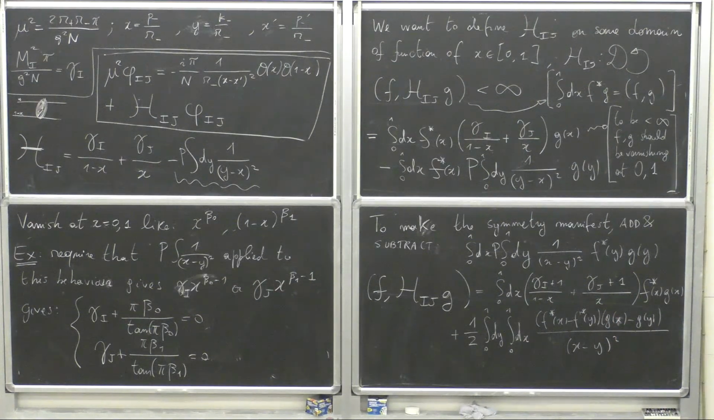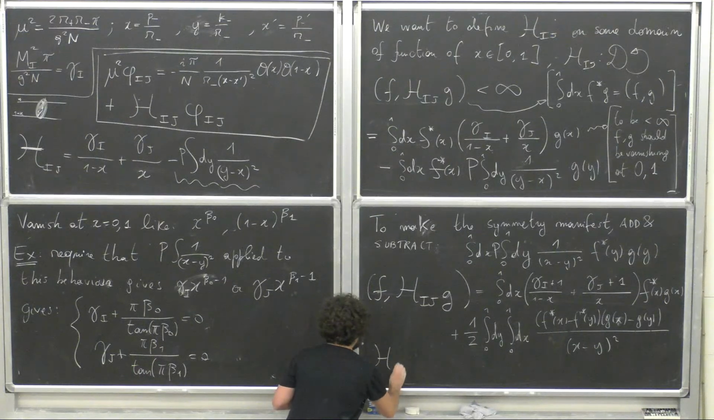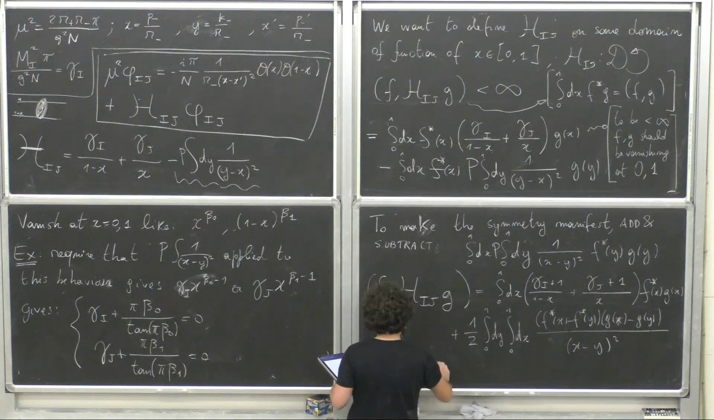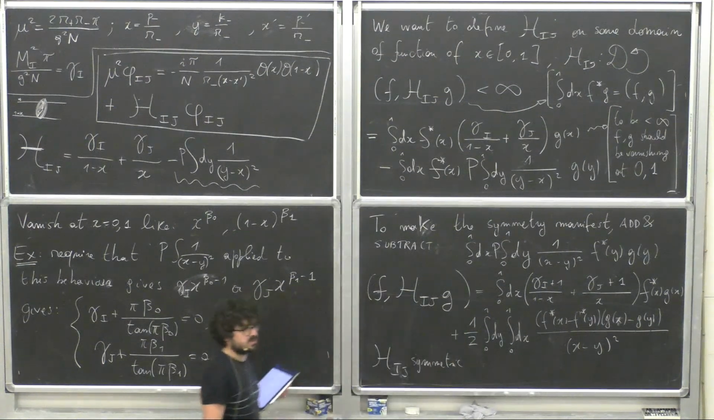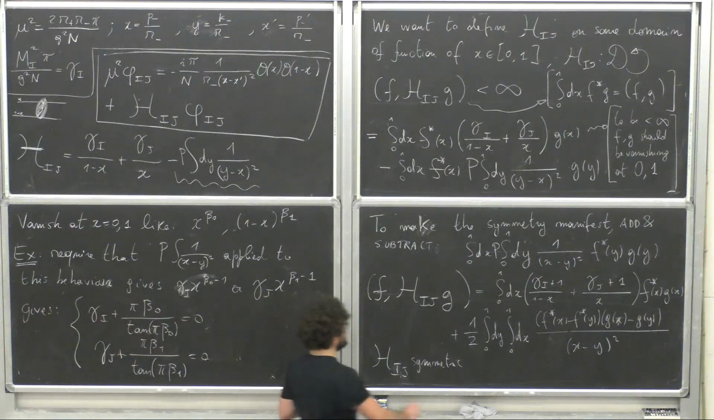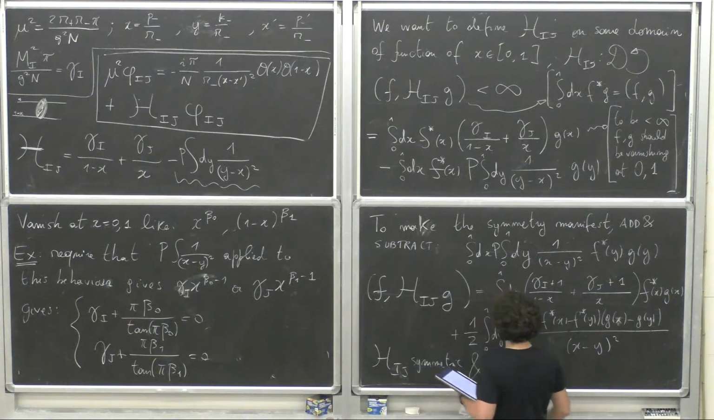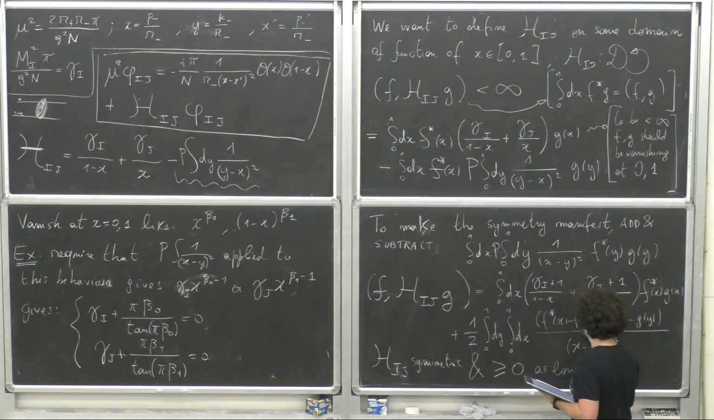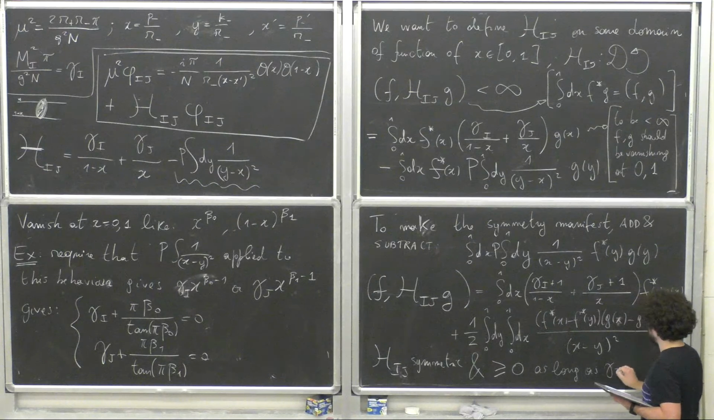So what's nice about this is that now both of these things are positive definite, at least as long as, so we get that Hij is now written in a manifestly symmetric form. We see that if you exchange f and g, this goes to itself, and it's positive as long as this gamma I and gamma j are bigger or equal than -1.